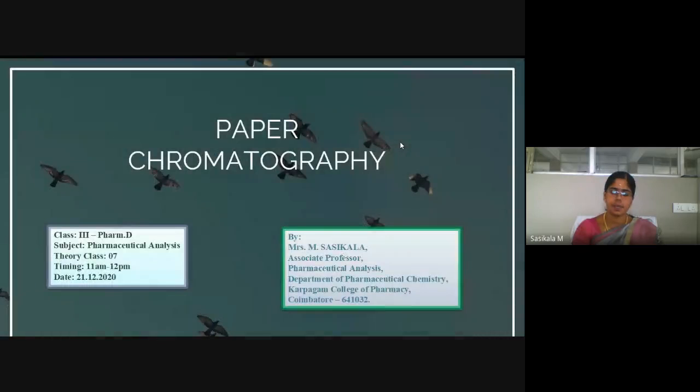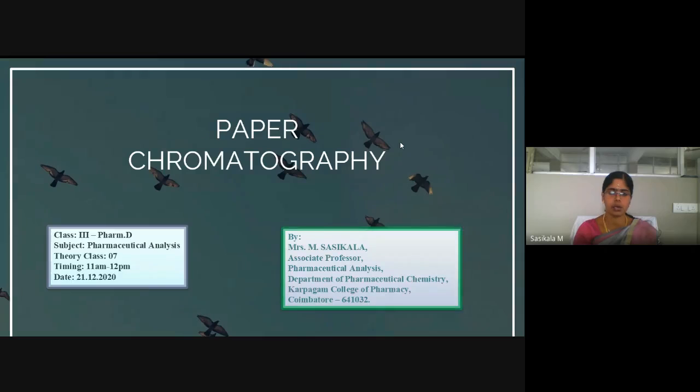Why it is called paper chromatography: since we are using paper as the stationary phase, that is Whatman filter paper, not normal filter paper. It is highly graded paper meant for chromatographic separation. So we use it for separation, so it is called paper chromatography, where separation occurs to give the colored compound. So it is called chromatography, and it comes under planar chromatography.